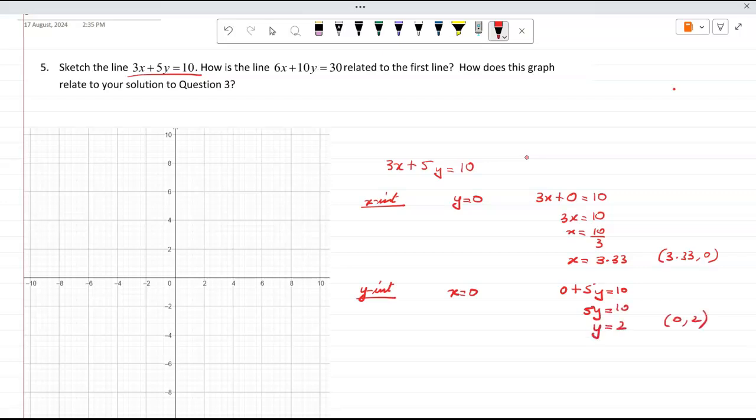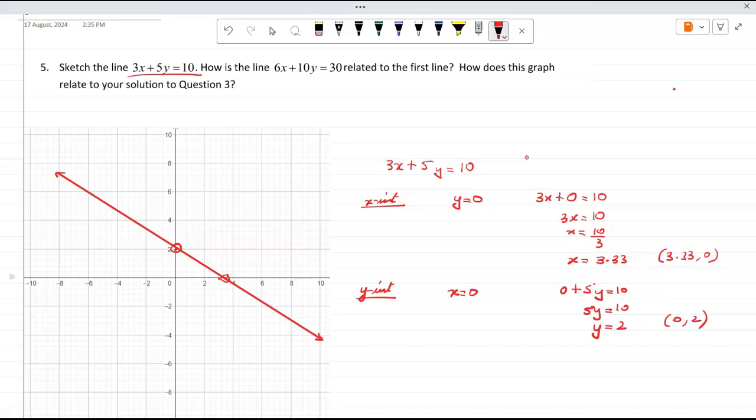So what you need to do is plot (0, 2). And 3.33 is somewhere a little beyond 3. And it's a linear line, so you draw a line passing through both these points.